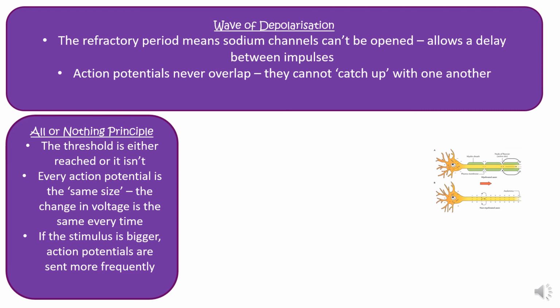The only difference is that if the stimulus is bigger, then the action potentials will be sent more frequently. So therefore, you would feel it more vigorously. For example, someone could just touch your face, and there would be infrequent action potentials. Whereas if someone hit you around the face, then there would be very frequent action potentials because the stimulus is bigger. Frequency of action potentials is limited.